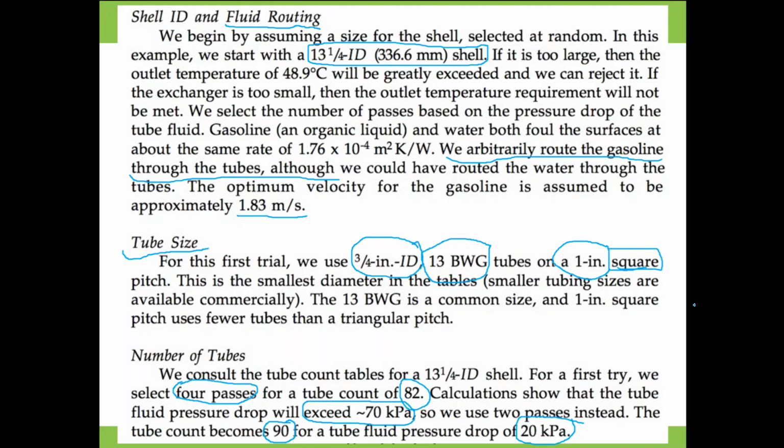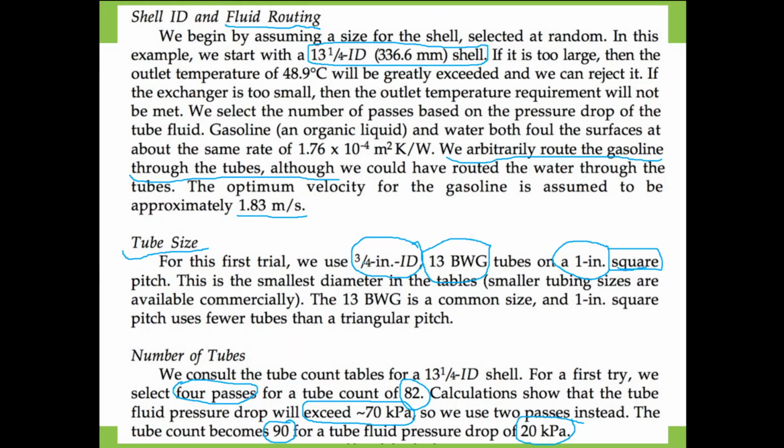Okay. So, now the tube size is clear: the 3/4 inch tube diameter, 13 BWG. Then we can find the inner diameter of the tube also, and this is 1 inch square pitch.